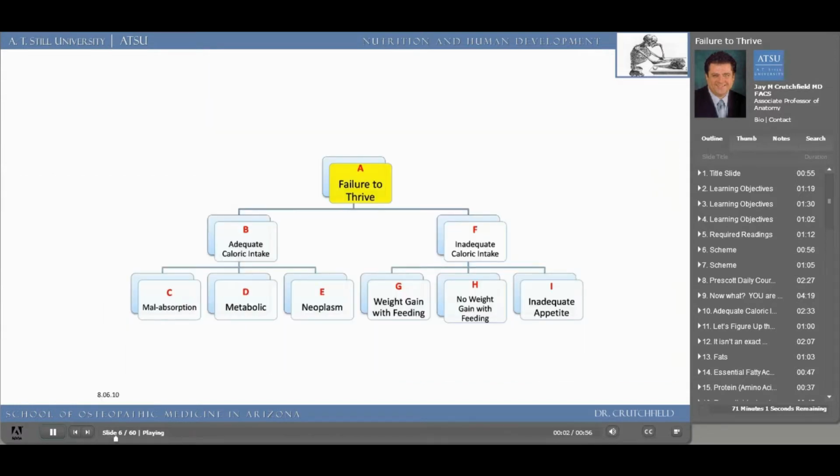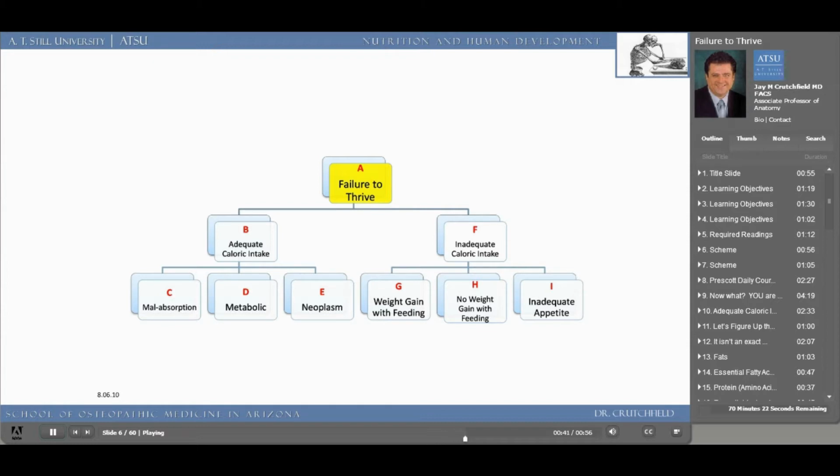Okay, let's take a minute to look at the scheme. Failure to thrive. What does that mean? Well, there are actually patients that have an adequate caloric intake, but for some reason, they just can't maintain their weight. They lose muscle mass. They're weak. And then there are those who simply don't eat and have an inadequate caloric intake. We can help those patients. We can feed them sometimes. But if we understand what failure to thrive is and some of the causes, perhaps we can better assess our patients' caloric intakes and their caloric needs.